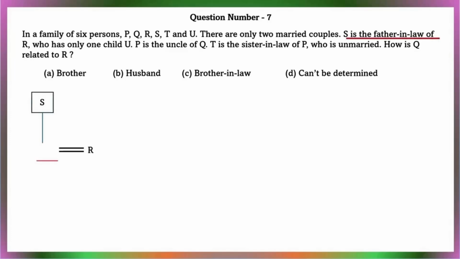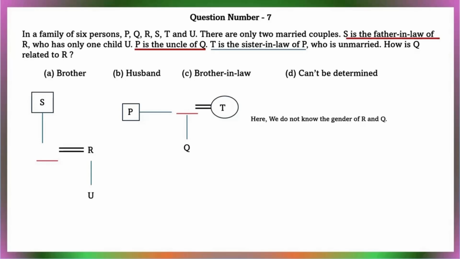S is the father-in-law of R who has only one child U. P is the uncle of Q. We do not know the relationship between P, Q, S, R, so we represent it separately. T is the sister-in-law of P. How is Q related to R? Here, we do not know the gender of R and Q.